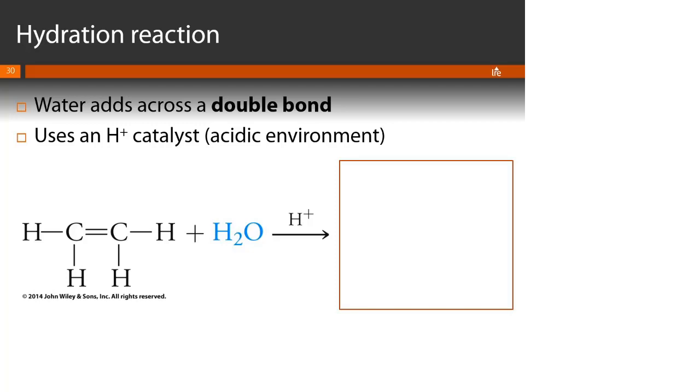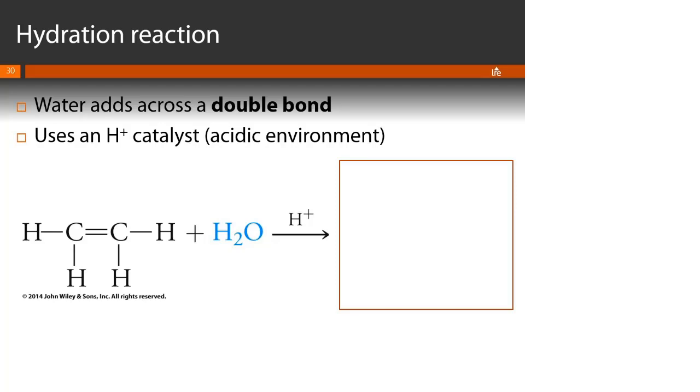To perform this reaction, you're just going to break the double bond. You're going to add the OH from water to one carbon and the H from water to the other carbon. So go ahead and pause this video and give it a try. I want you to name our organic reactant and draw and name our organic product.